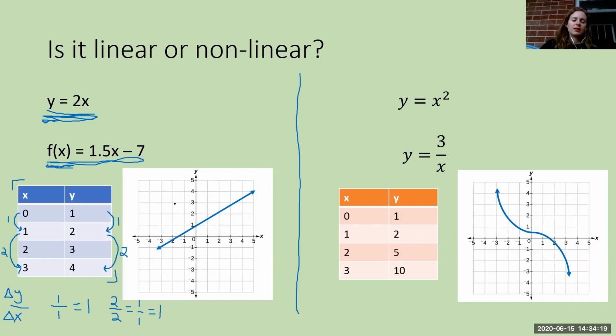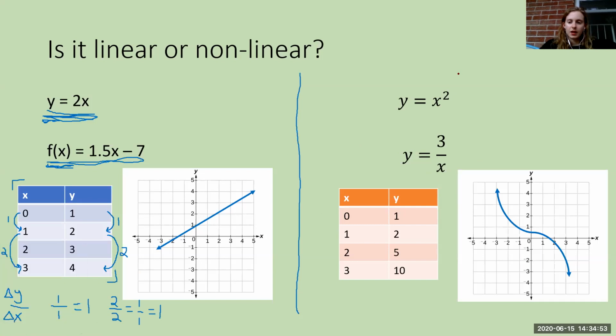All right, and then looking at this graph on the left-hand side, how do I know that this is showing a linear function? Well, it's a straight line. That's how I know it's linear. That's all there is to it. All right, now let's look at the right-hand side. Each of these representations on the right-hand side is showing a non-linear relationship. So let's look at the first equation.